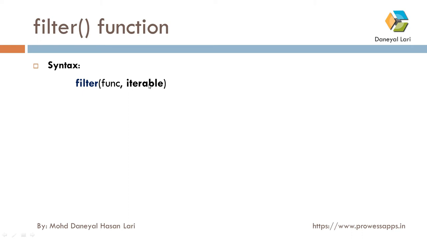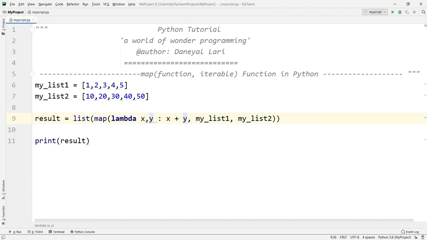But one thing you need to remember, that filter will work only and only if your expression returns either true or false. Make sure that your function returns either true or false. If your function returns true, then it will fetch the value, and if that function returns false, then it will leave that particular value from your iterable object. So what is meant by this? Look here, this is my list and I have some random numbers.